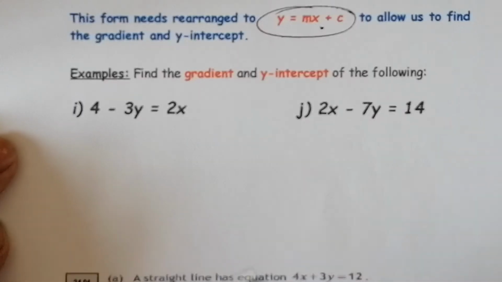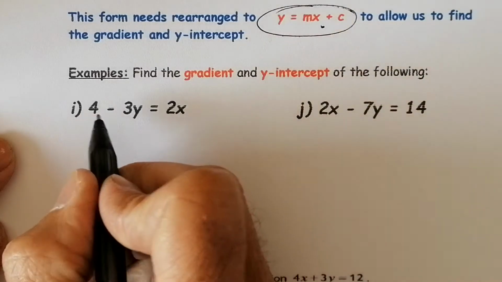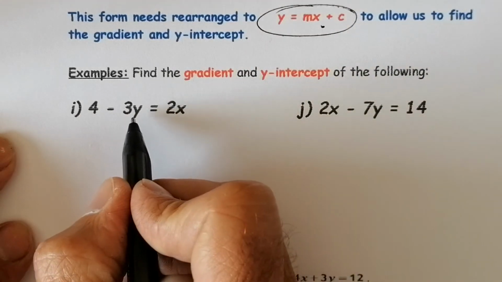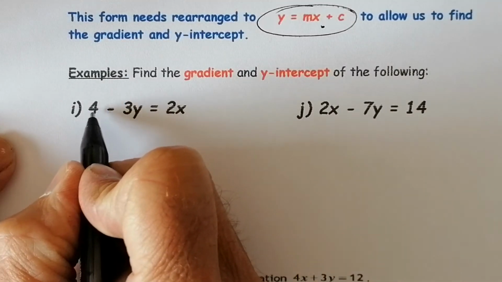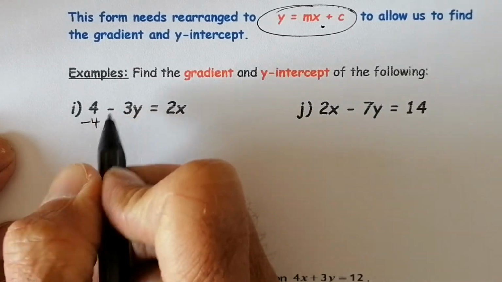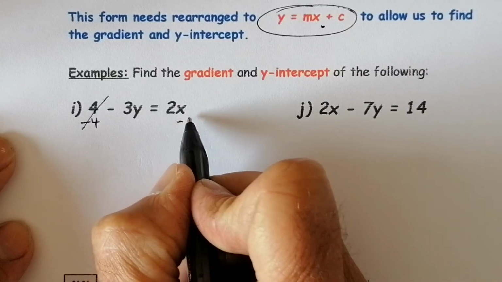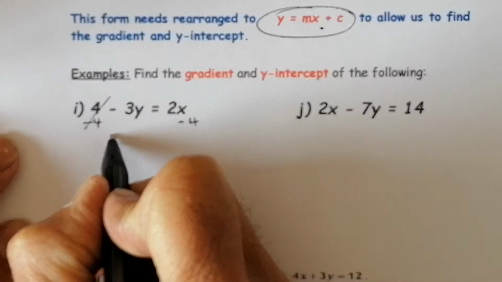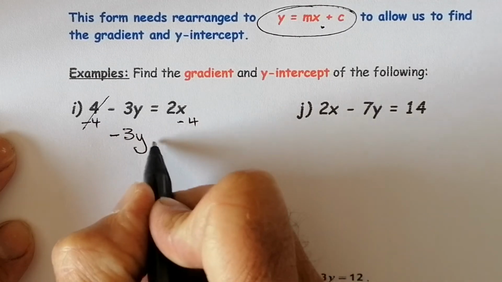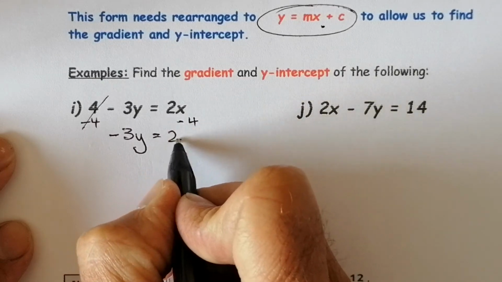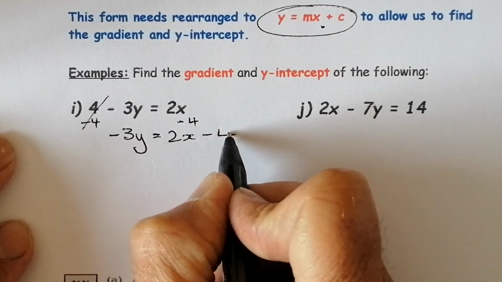Right, so there's different ways to do this, but I'll just do it to keep the y on the left hand side. So what I'll do is I've got a 4 sitting there, so I'm going to take 4 away because that will eliminate that part there. If I take 4 away from the left, I must also take it away from the right. So what I've got is minus 3y is equal to x part first, which is 2x minus 4.